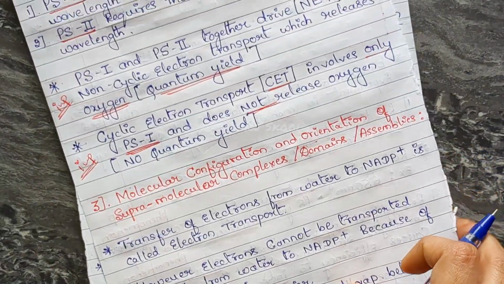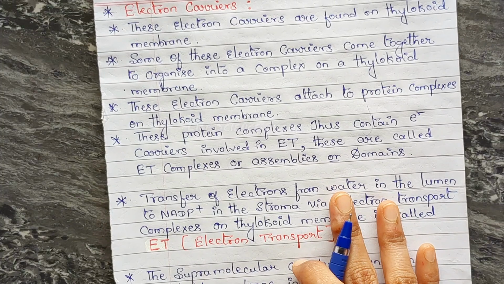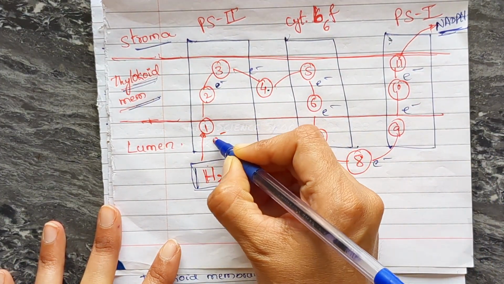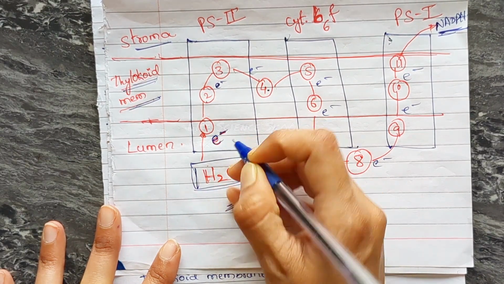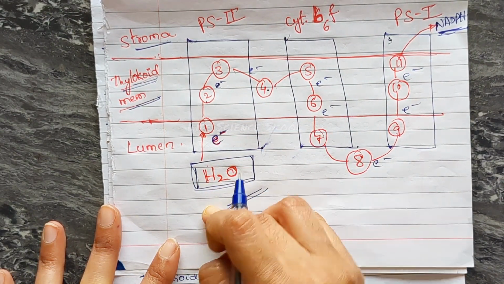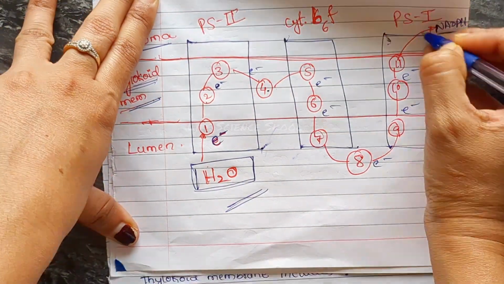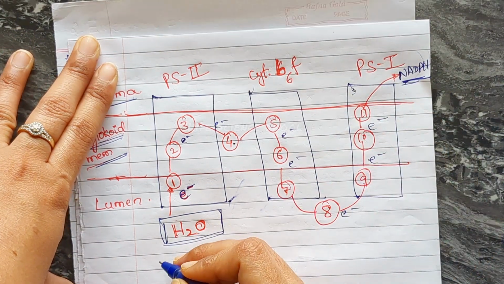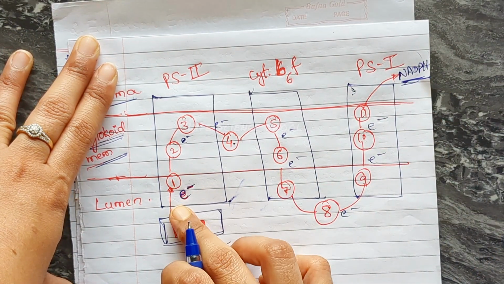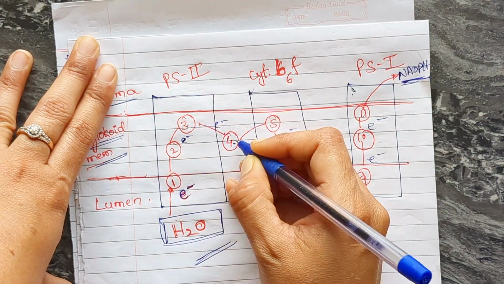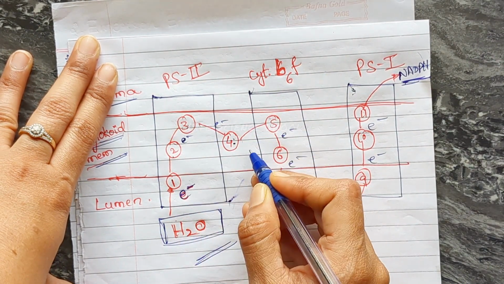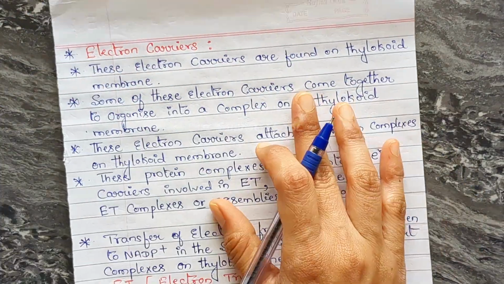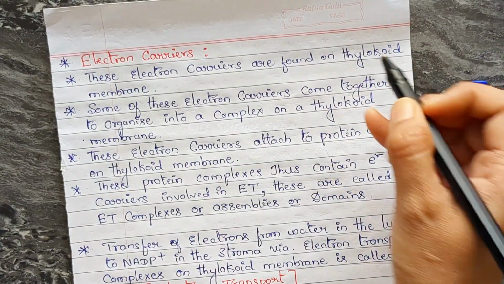The radiant energy source is sunlight here, right? What will this radiant energy do? It excites the electrons of water from the lower energy level to the higher energy level of NADP plus. For efficient transfer of these electrons, electron carriers are required, and these electron carriers are found on the thylakoid membrane.